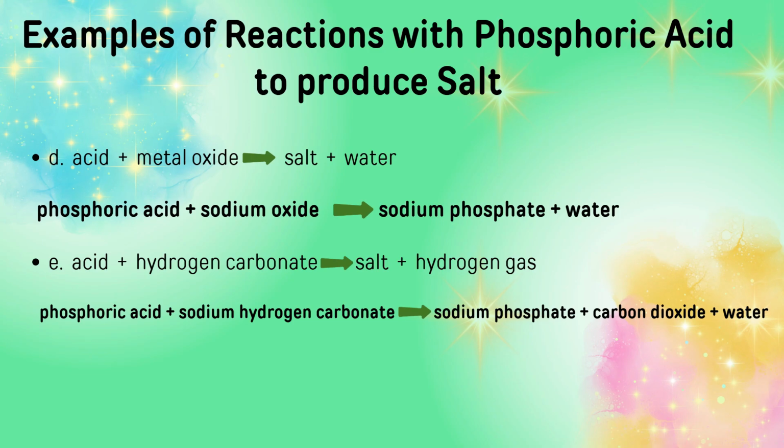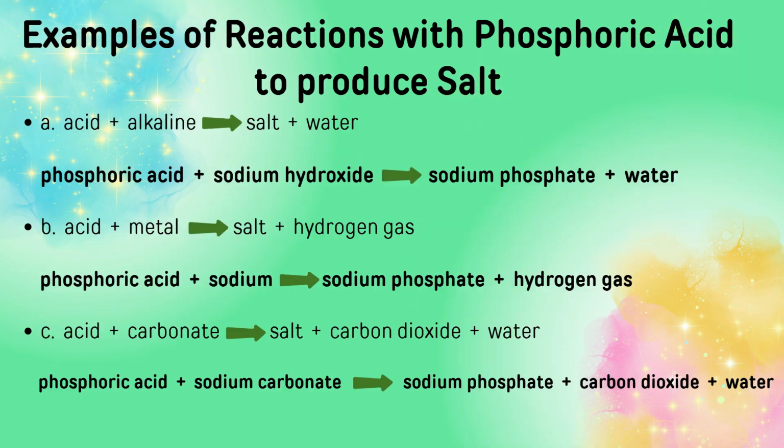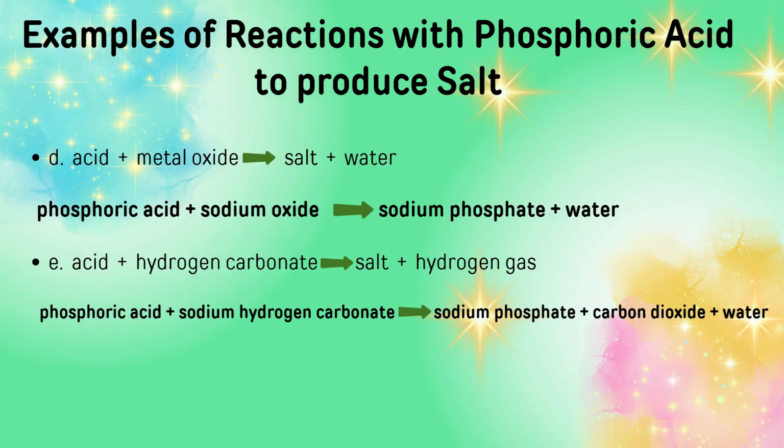Now we have phosphoric acid plus sodium oxide to produce sodium phosphate plus water, and then phosphoric acid plus sodium hydrogen carbonate to produce sodium phosphate plus carbon dioxide plus water. Just a note, whenever you react an acid with any carbonate, you'll always get carbon dioxide and water plus a salt. Whenever you react an acid and an alkaline, or an acid and a metal oxide, you'll always get a salt plus water. So maybe you can use that to help you along the way.